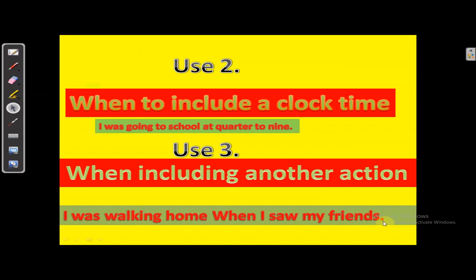So, I was walking home when I saw my friend. Two actions we're talking about, but one is a different one and the other is a different one, and both of the actions are done by one person. Here you can see that. We need to clarify about the other action here too.